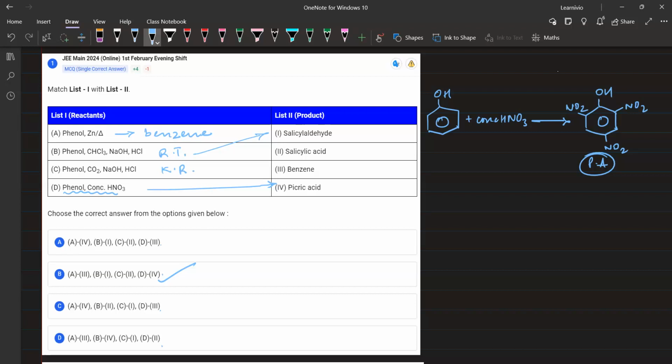Similarly, in the Kolbe reaction, CO2 is added, and once CO2 is added, you hydrolyze it, that means you add water. Once you add water, you will get salicylic acid. Okay, so these are the correct options. Please write this down. All of these reactions are just on the face of the NCERT text. It's not from inside or anywhere. I hope you have written something down.